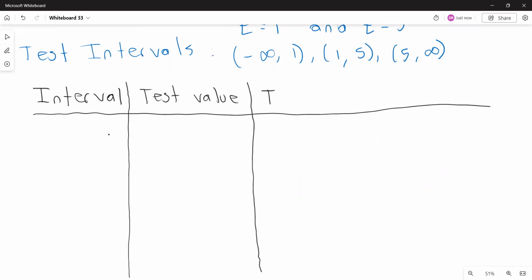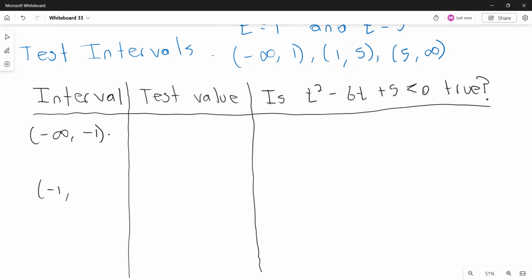And whether the expression, I was able to simplify this as t squared minus 6t plus 5 less than 0, true. So let's write down the intervals. This is actually positive.